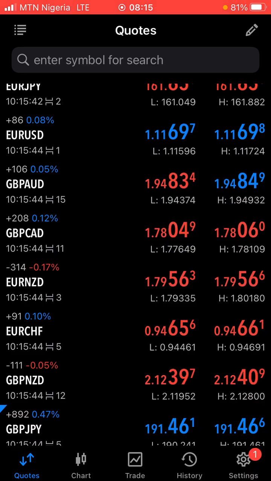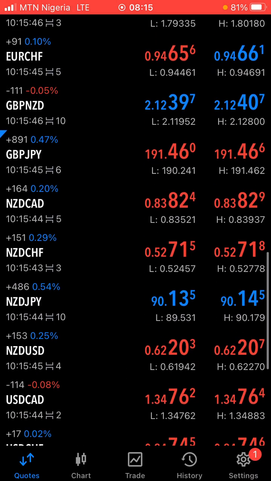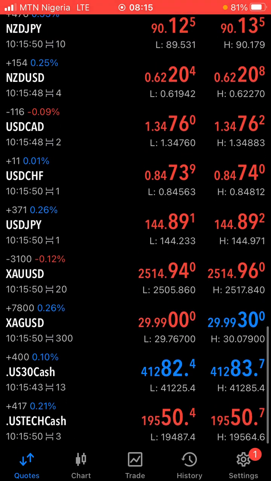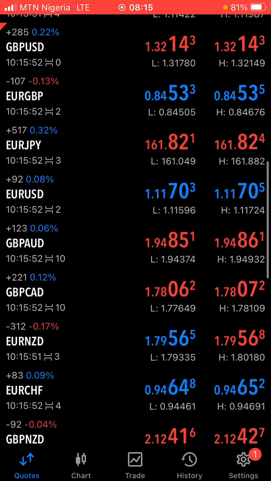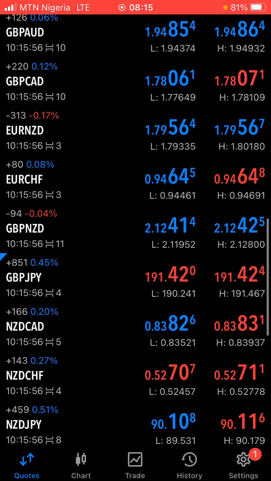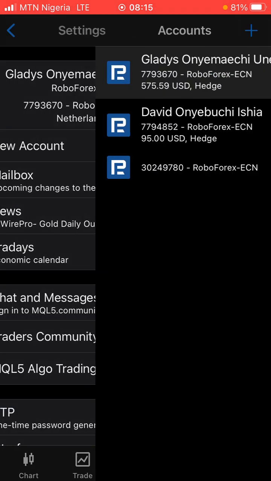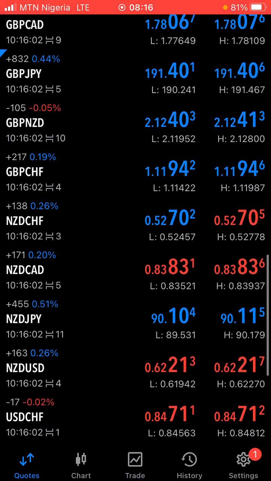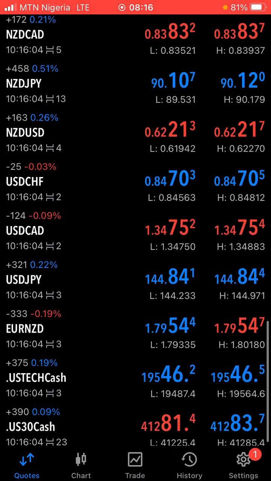So as I was saying, let's look at Aussie dollar. Australia USD. See, trading has got to do with patience. Patience is the key to trading. Let's go to Aussie dollar.